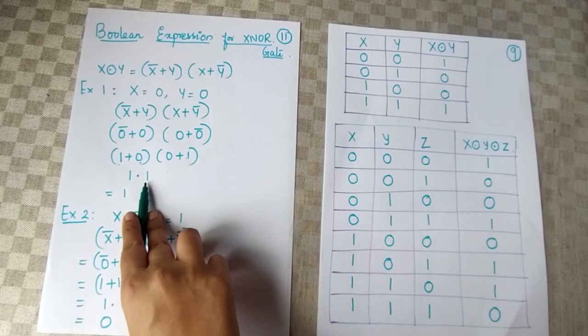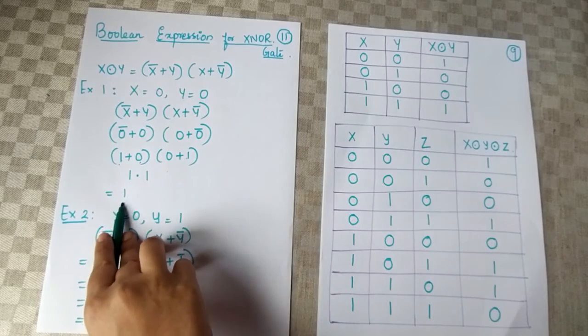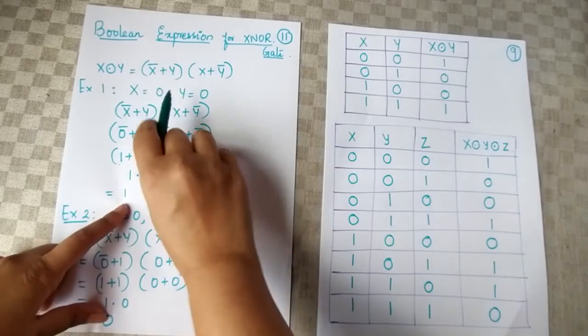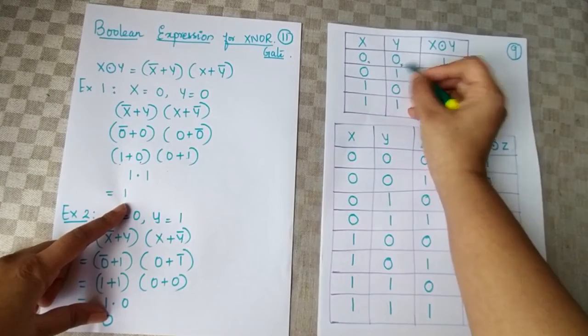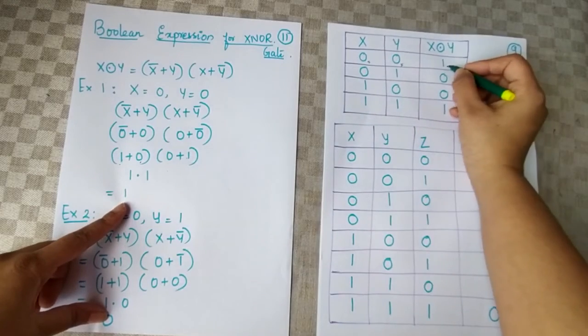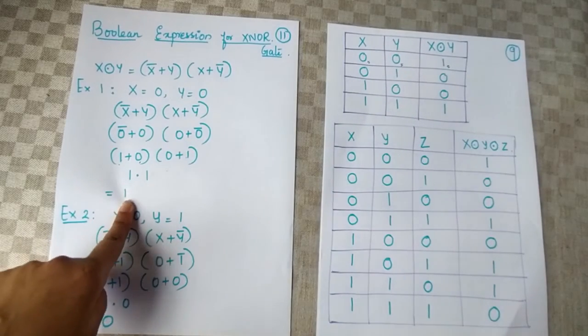1 plus 0 results in 1. 0 plus 1 results in 1. 1 dot 1 results in 1. Now for the input values 0 and 0, you just check here. X is 0, y is 0. What is the resultant value? It is 1 here, the same as you are getting here.